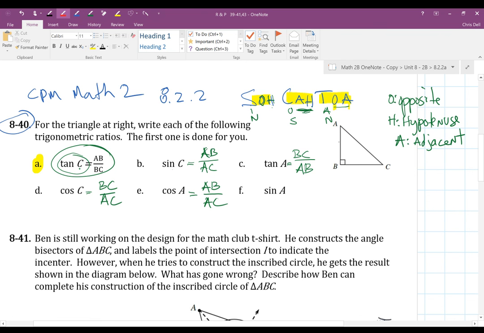Last one, sine of A. Here's A. Sine is opposite over hypotenuse. Opposite, which opens that way, is BC, over the hypotenuse AC. So those are the trig ratios for a right triangle.